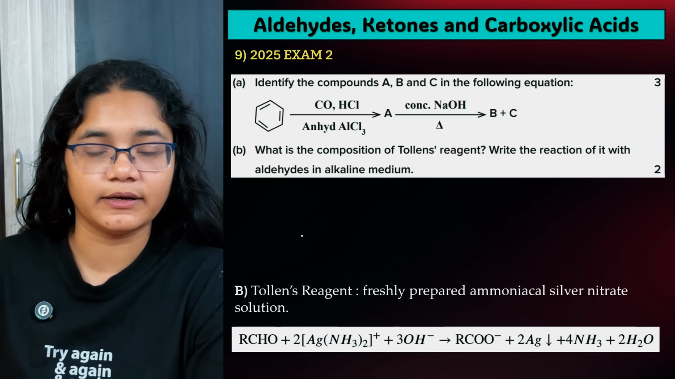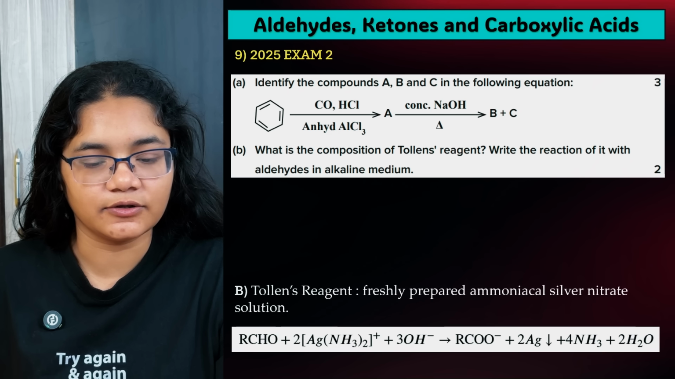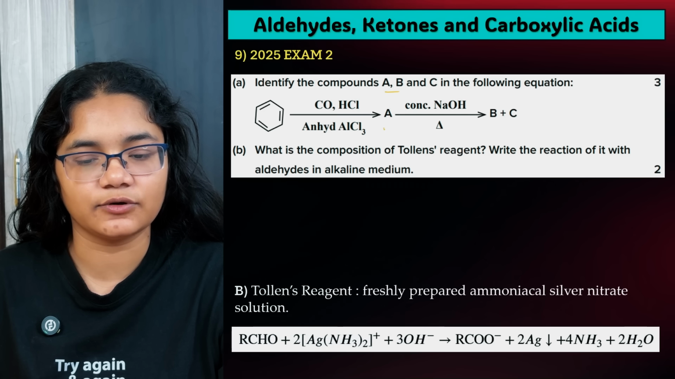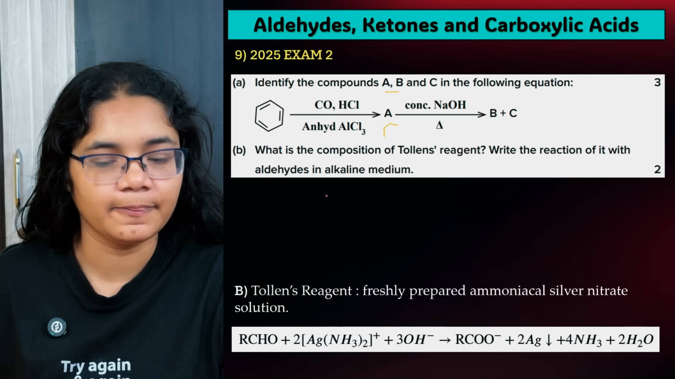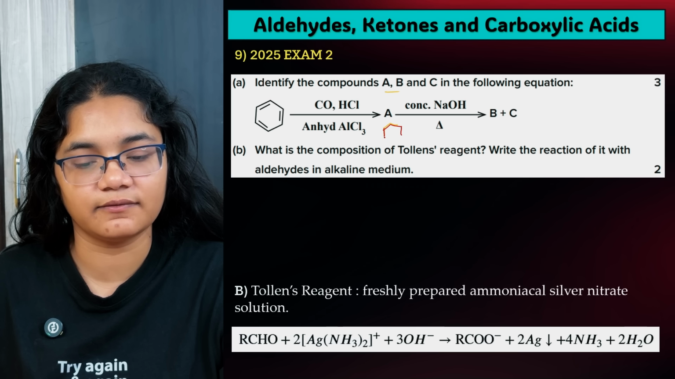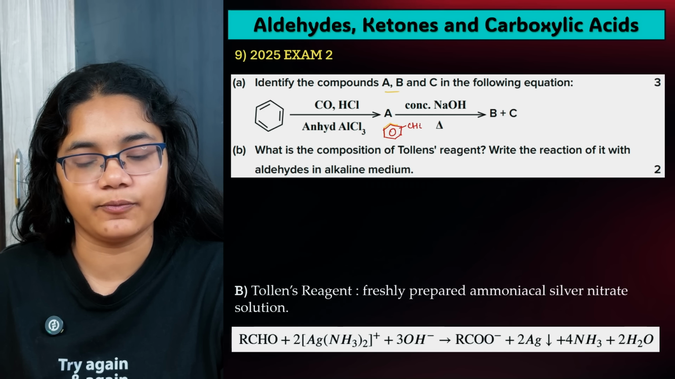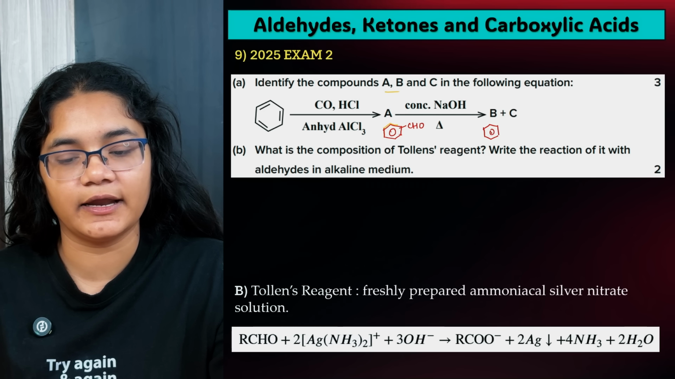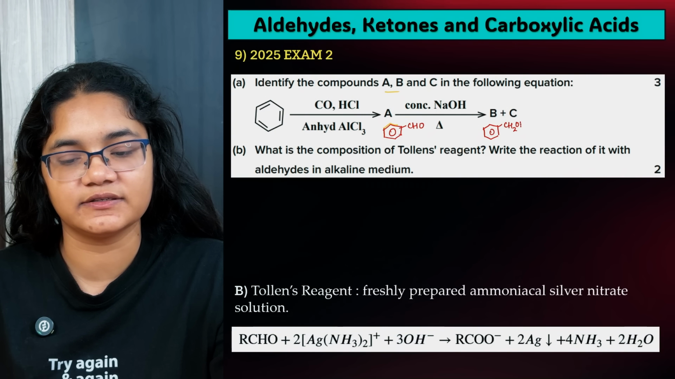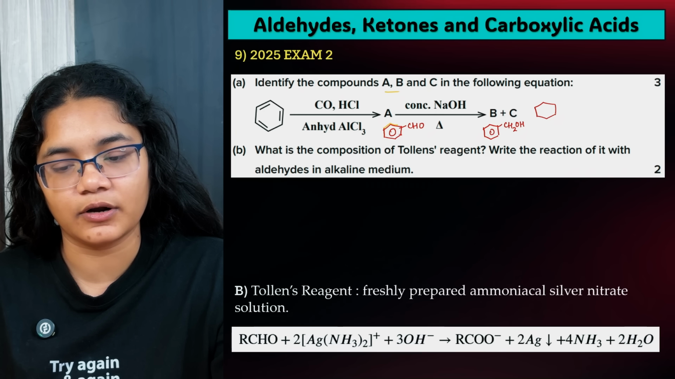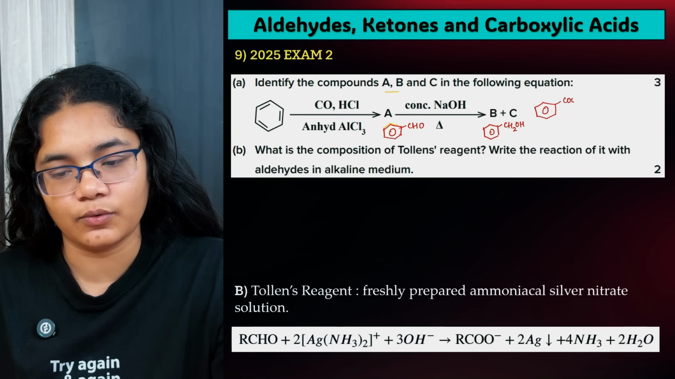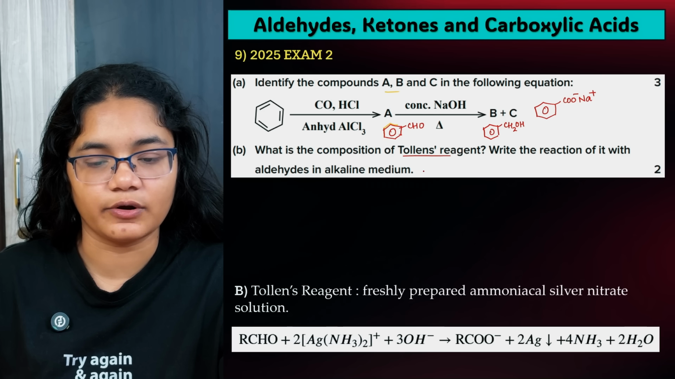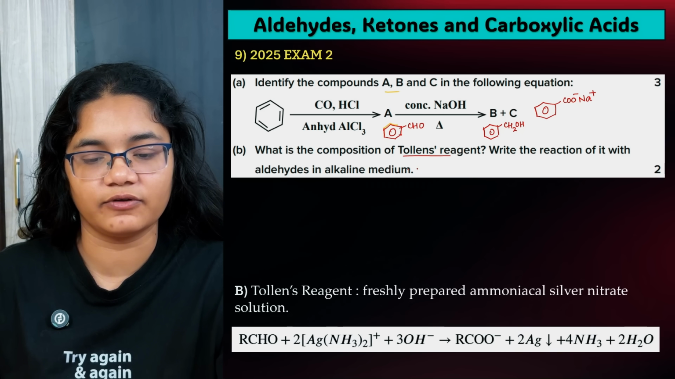Next, we will move to 2025 examination 2 question. The first question is identify A, B, and C in the following reaction. So this one is your Gattermann. I'll take a different pen. So this one is your Gattermann reaction. So this one will give you what? CHO. Okay, and then concentrated NaOH, it will undergo Cannizzaro reaction. So you will get one product is the alcohol, which is CH2OH, and the other product will be COO minus Na plus.